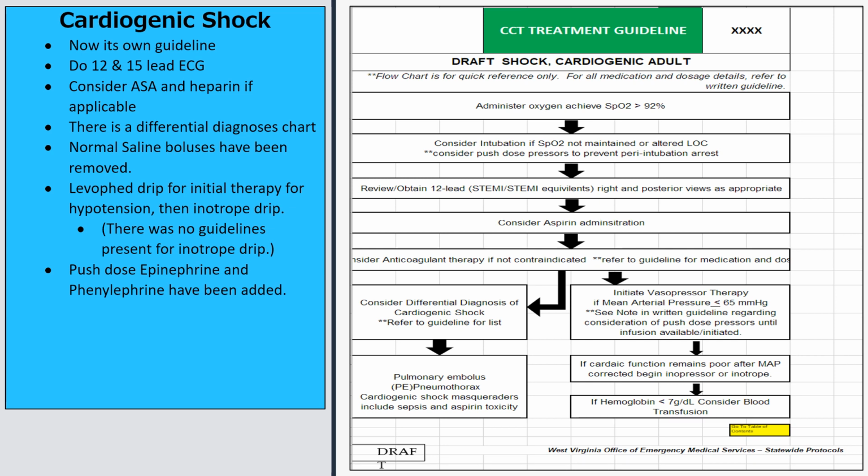If hemoglobin is less than 7, consider blood transfusion. The cardiogenic shock is now its own guideline. Do a 12 and 15 lead ECG. Consider aspirin and heparin if applicable. There is a differential diagnosis chart.